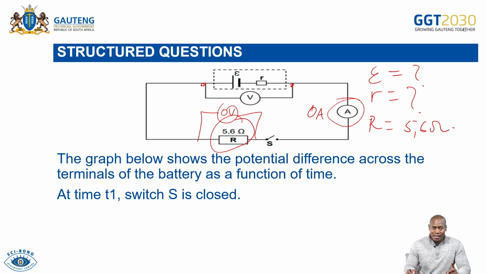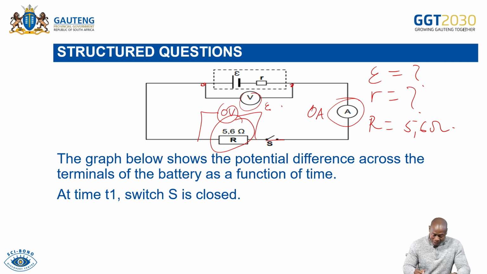One, it measures the EMF. It also measures the external potential difference, right? It measures the EMF if there is no flow of current, okay? So if there is no flow of current, then this voltmeter is going to measure the EMF of the cell or the battery, right?